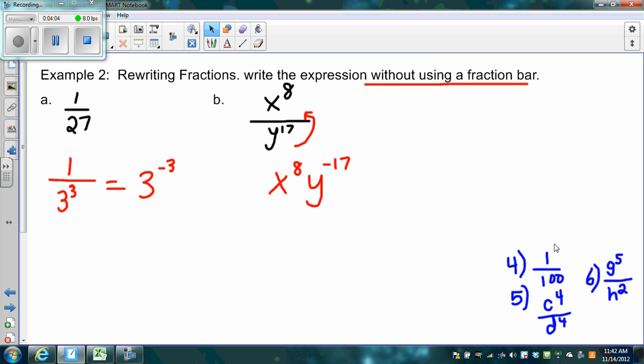And I want you to use that same rule, get rid of the fraction bar, and try the following 3 problems in the bottom corner here. So 1 over 100, c to the 4th over d to the 4th, and then g to the 5th over h to the 2nd.